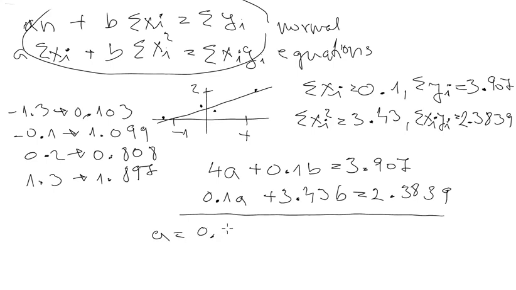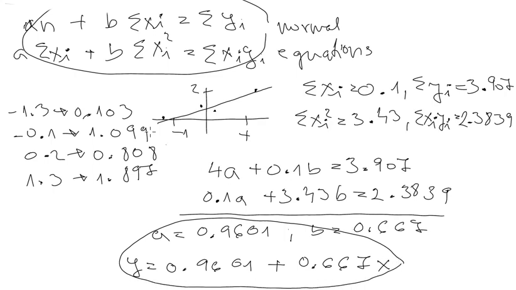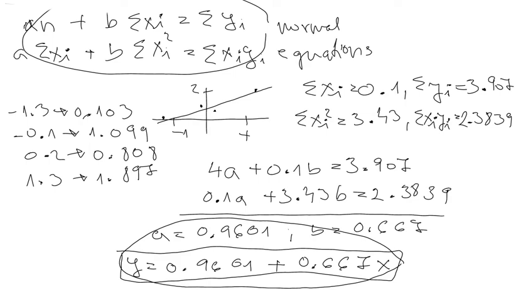So this is our system of 2 equations with 2 unknowns, which will give us the values for a as 0.9601, and the value for b will be 0.667. So the equation for our line y will be a, which is 0.9601, plus b times x, which is 0.667 multiplied by x. So this is the solution to our set of points, which is here, and this is the line that can be used to fit all of them as a set.